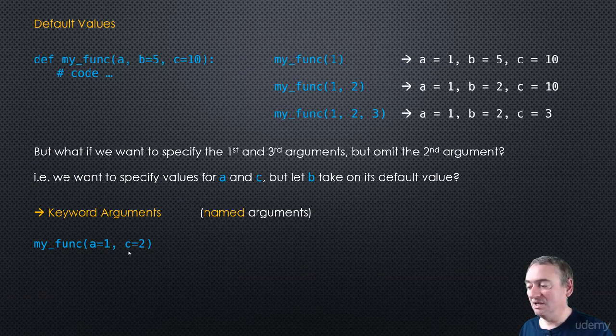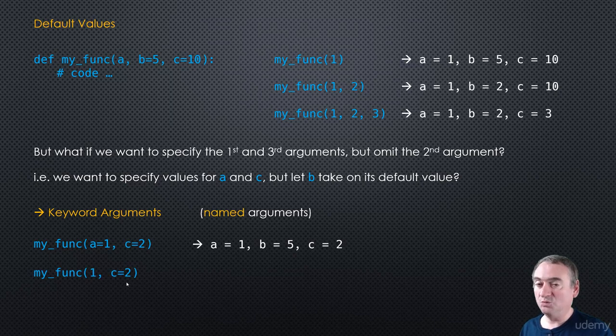So these names here, these named arguments, the names, must correspond to the names of the parameters in the function definition. So it will take 1, put it into a, it will take 2, put it into c, and since b has a default and wasn't specified here, it will just take the default for b. And so we'll end up with a equal to 1, b equal to 5, the default, and c equal to 2. So those are keyword arguments or named arguments.